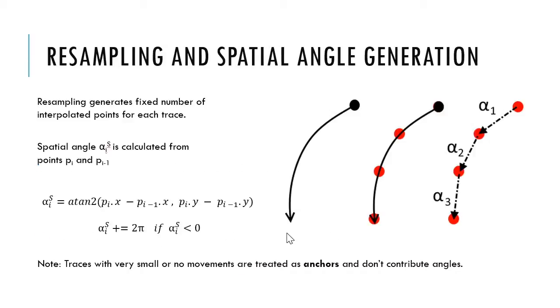Gesture resampling allows input gestures to have the same amounts of points as their template counterparts, simplifying template comparison. Therefore, resampling generates a fixed number of interpolated points for each trace. Spatial angle lambda s is calculated from points pi and pi minus 1, as seen in the equation below. Note, traces with very little or no movements are treated as anchors and don't contribute angles.